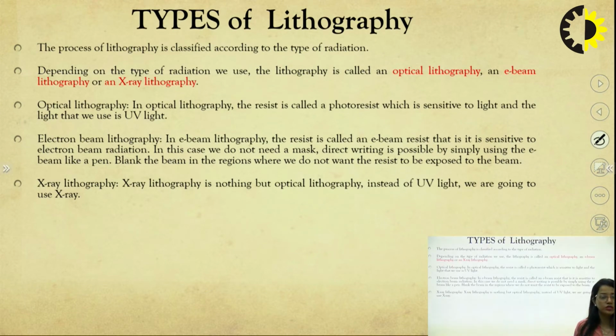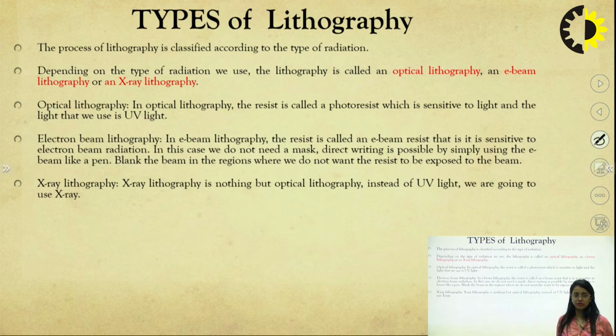Now, types of lithography. The process of lithography is classified according to the type of exposure system or radiation. So we have optical lithography, electron beam lithography, and X-ray lithography. In optical lithography, the resist is called photoresist, which is sensitive to light and light waves. We can also use UV radiation.